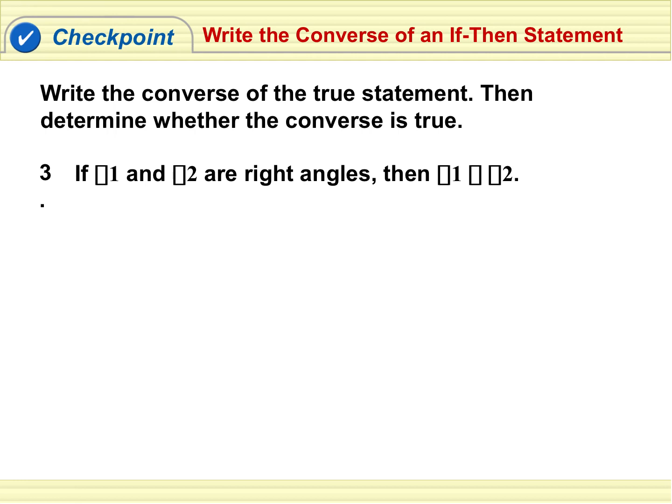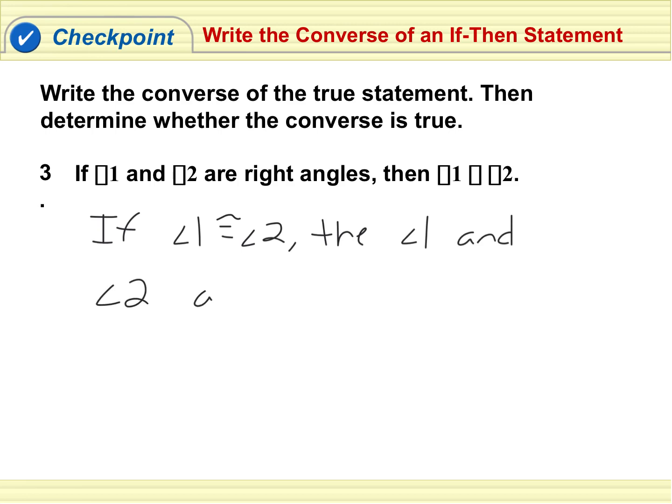Can you go back to that? I can't. What's the converse for this one? If angle 1 is congruent to angle 2, then angle 1 and angle 2 are right angles. Yep, if angle 1 is congruent to angle 2, this sign means congruent, comma, then angle 1 and angle 2 are right angles. Now you have to say whether it's true or false.